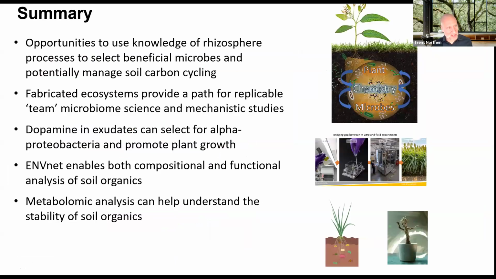So just to quickly summarize, it's opportunities to use knowledge of rhizosphere processes to select beneficial microbes and potentially manage soil carbon cycling. Fabricated ecosystems provide a path for replicable team science and mechanistic studies. Dopamine and exudates can select for alpha proteobacteria and promote plant growth. And this new environmental molecular network, which is available already as a GNPS2 workflow, so you can use that right now, enables both compositional and functional analysis of soil organics. And then metabolomic analysis can help us understand the stability of soil organics.